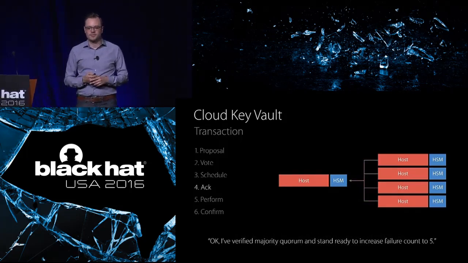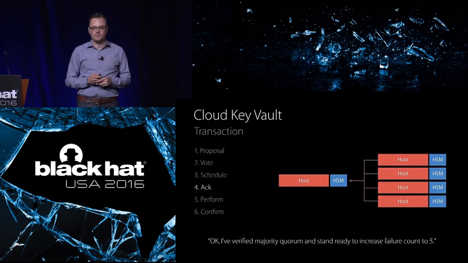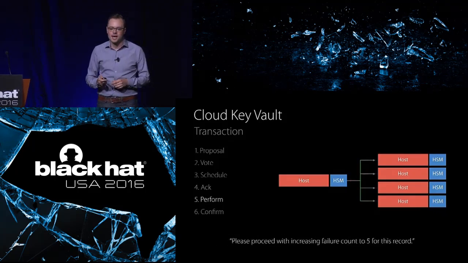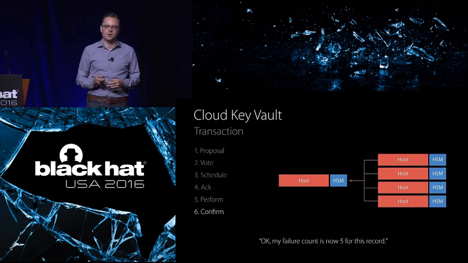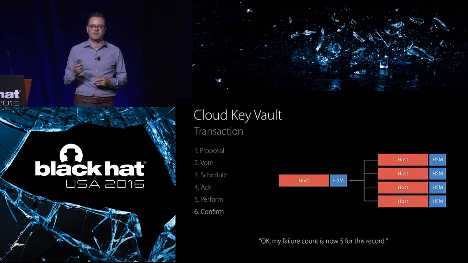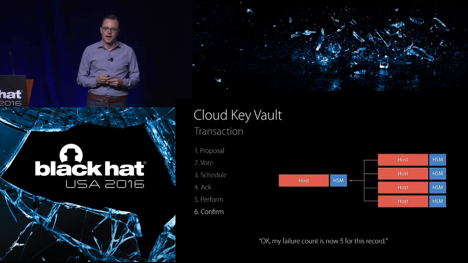All the rest of the club members say, very well, I've verified that we have majority quorum. I stand ready to increase the counter. After that, the originator says, excellent, increase the counter. And finally, all of the rest of the club members confirm that they now have the new failure count of 5 for this record.